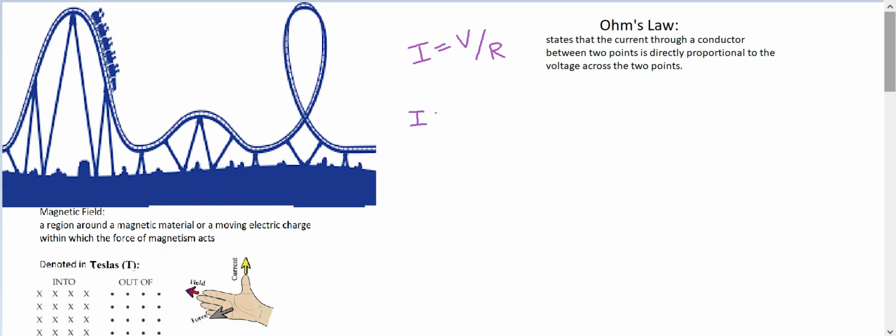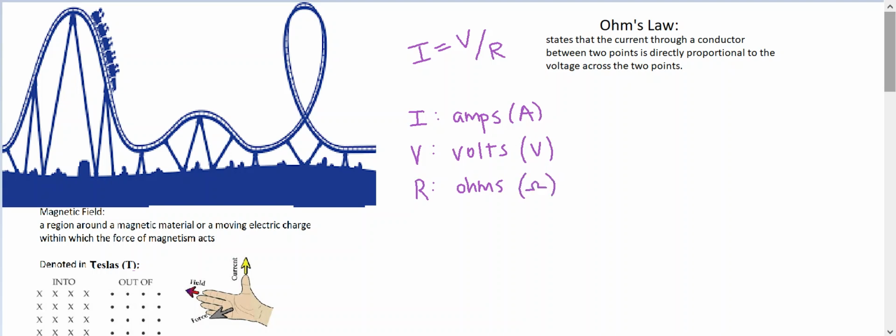Current is generally measured in amps, denoted by capital A. Voltage is measured in volts, denoted by capital V. And resistance is measured in ohms, denoted by a half circle symbol.